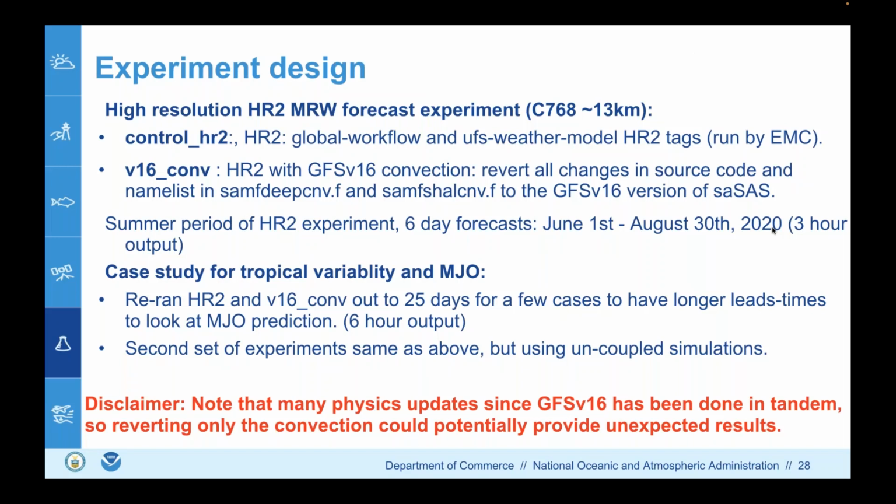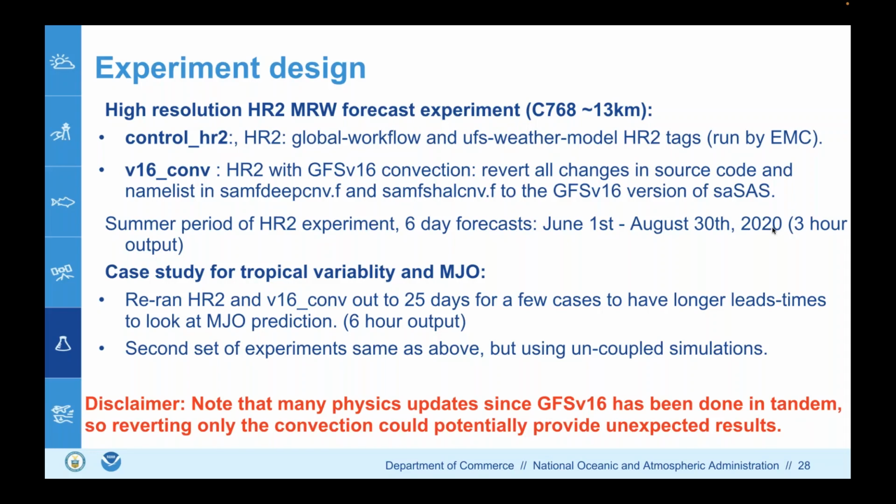So in order to do that, I started with the HR2 prototype. Those are at C768, which is roughly 13 kilometers. So the control is the control HR2 prototype. This was run by EMC. And the experiment that I call V16Conv is HR2, but I revert all these changes that I just listed on the previous slide. So I'm at the level of GFS version 16 cumulus convection.